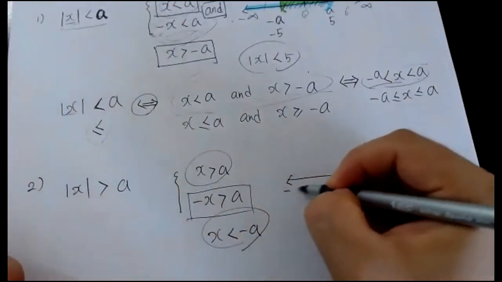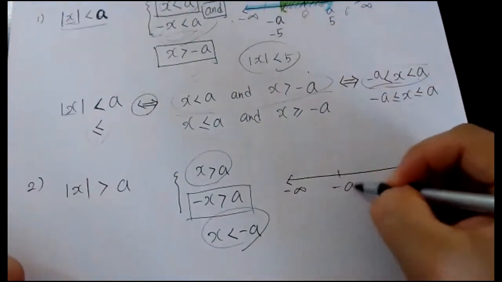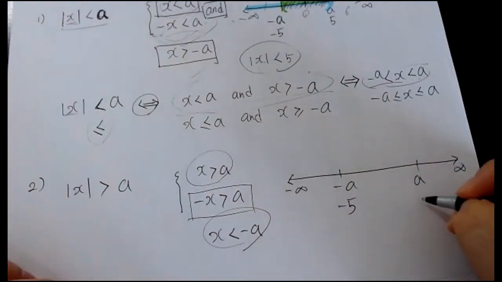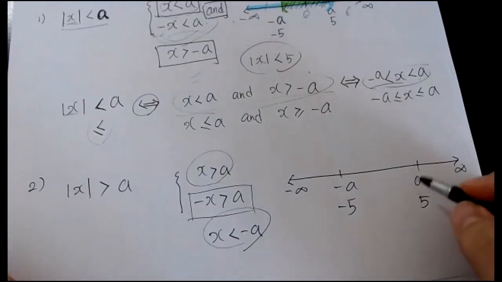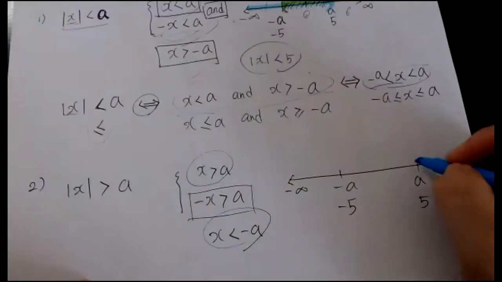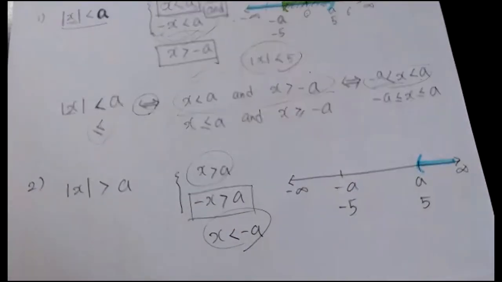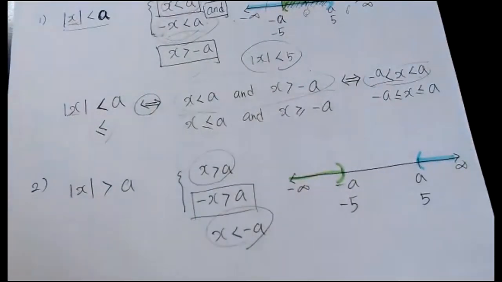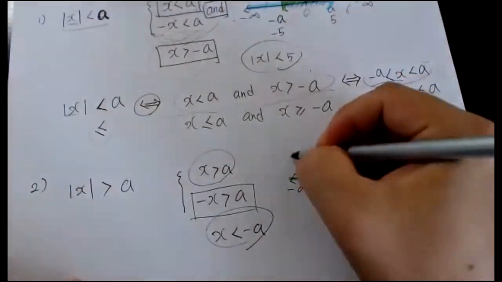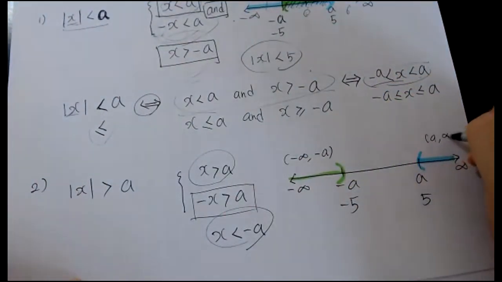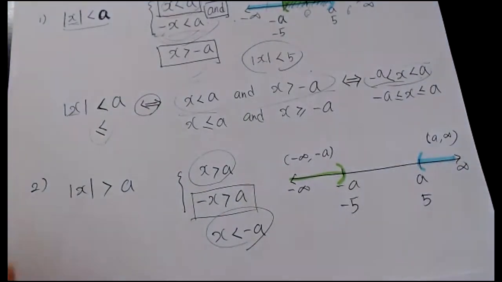Okay, so here's negative infinity, here's infinity, negative a, here's a. For instance, let's say a is 5 again, so negative a means negative 5. So x is greater than a means 5 to infinity. And x is less than negative 5 means negative infinity to negative 5, open. So we got negative infinity to negative a, in this case negative 5, and then a to infinity, in this example 5 to infinity, right?